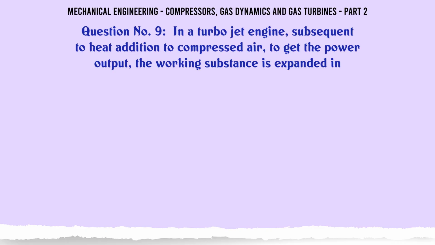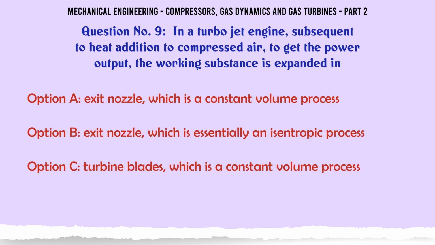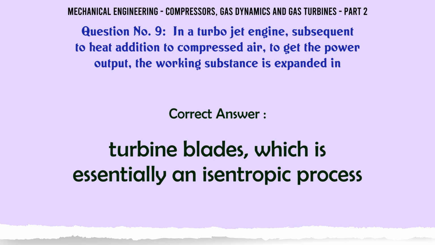In a turbojet engine, subsequent to heat addition to compressed air to get the power output, the working substance is expanded in: A, exit nozzle, which is a constant volume process. B, exit nozzle, which is essentially an isentropic process. C, turbine blades, which is a constant volume process. D, turbine blades, which is essentially an isentropic process. The correct answer is turbine blades, which is essentially an isentropic process.